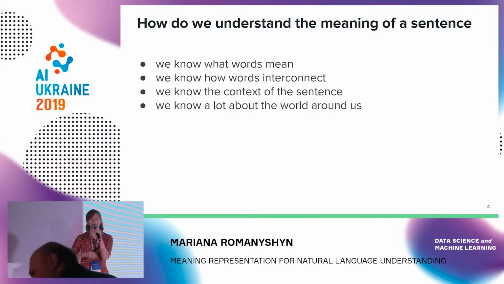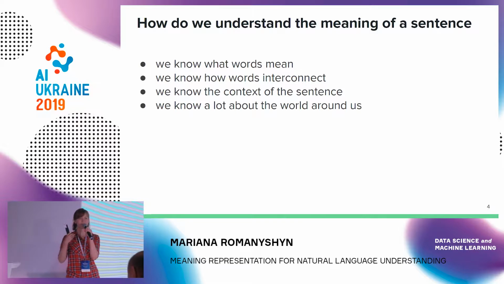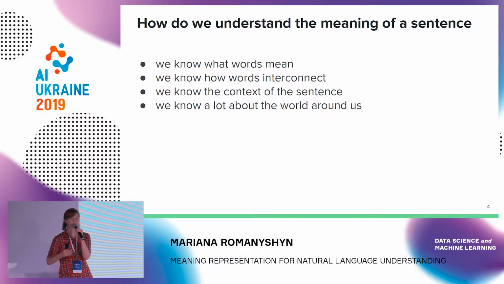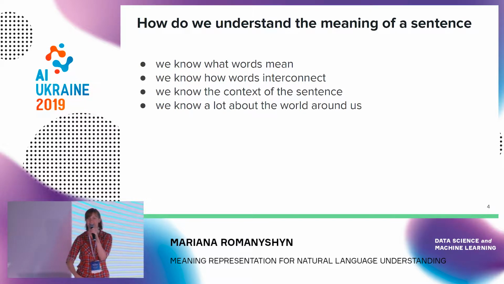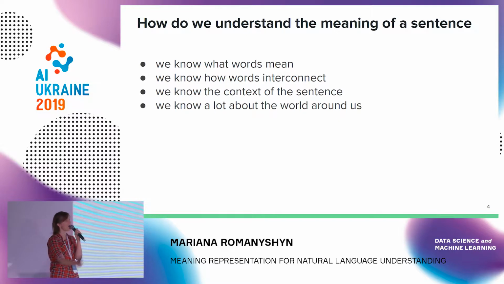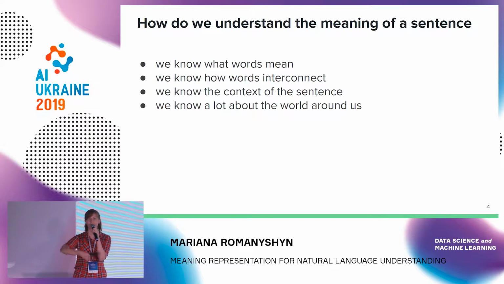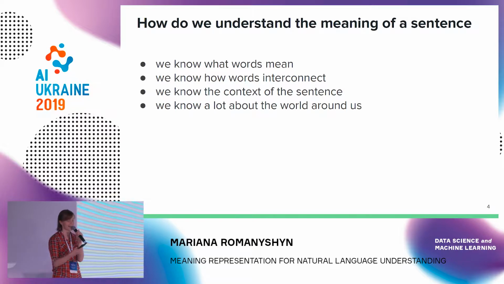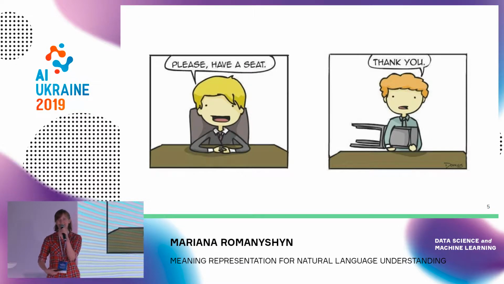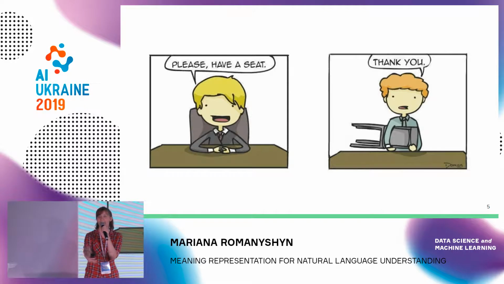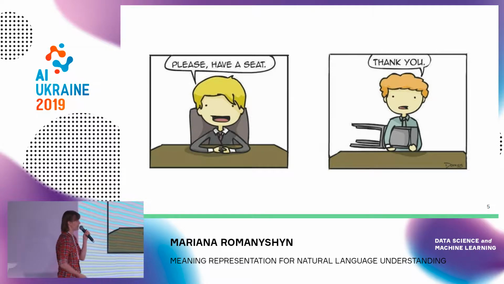Then we also usually know the context of the sentence, so we don't communicate in isolated sentences. We usually know which sentence preceded the current sentence that I'm uttering. And also we know a whole lot of things about the world around us, so we know what meaning is probable and what meaning is not probable, etc. And that's why situations like this almost never occur in the real world, right? Because if somebody tells you have a seat, you usually know that they are inviting you to have a seat, not just to take a chair in your hand.